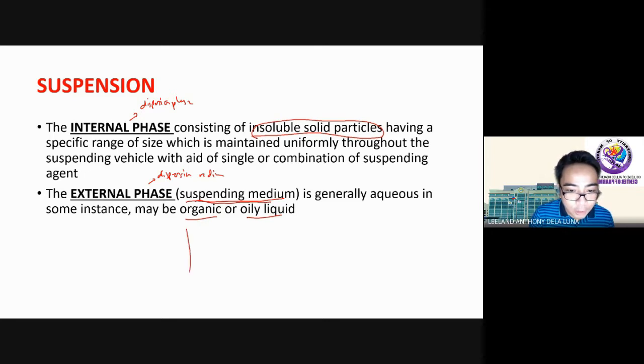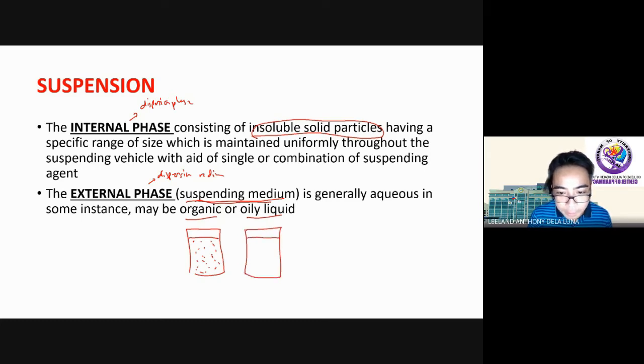So, kunwari karamihan tubig, bakit gusto ko kumakalat yung mga insoluble particles ko? Hindi ba pwede, sir, na ganito na lang? Halimbawa, ito yung aking liquid, andito lahat ng insoluble particles ko? Okay? So, class, between A and B, sino mas ideal pharmaceutically? Si letter A ba o si letter B?